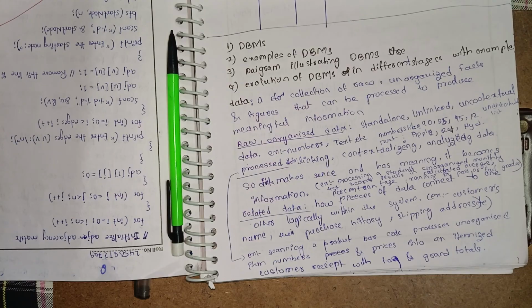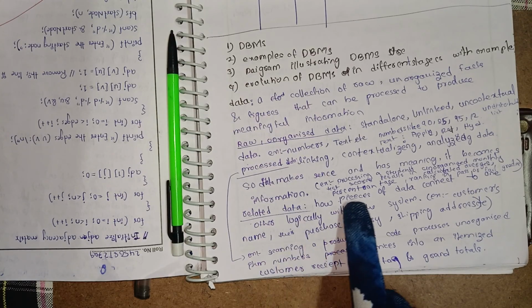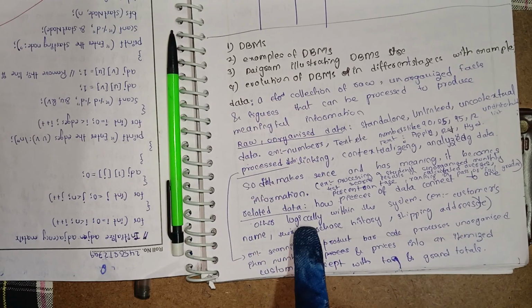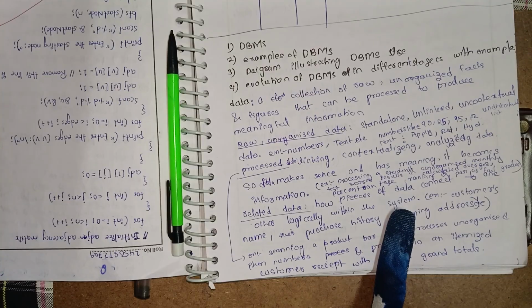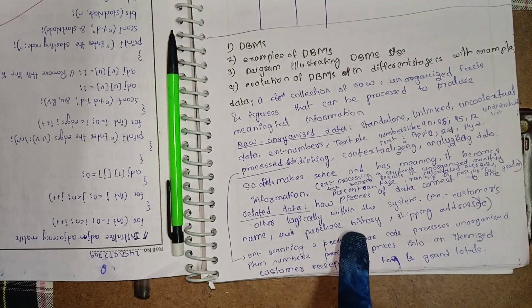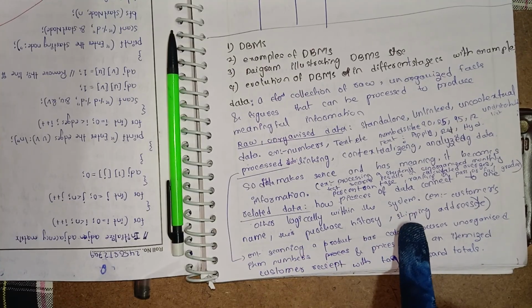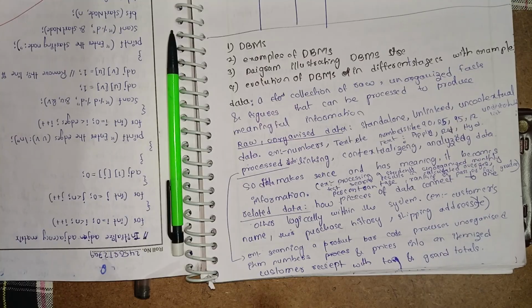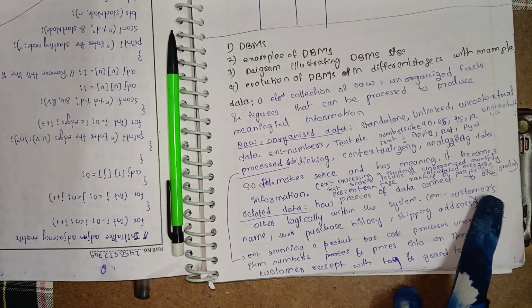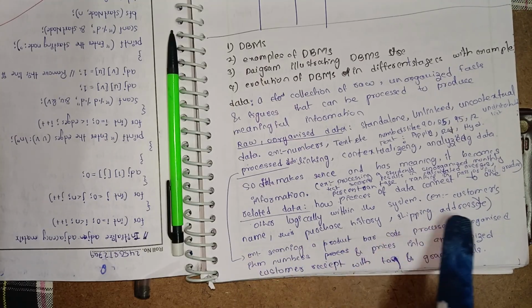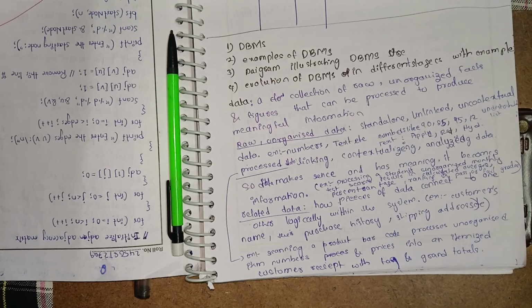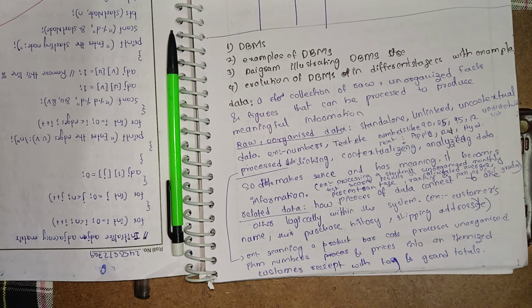Okay. Then what is related data? It is how pieces of data connect to one another logically within the system. Examples: customer name, their purchase history, shipping addresses, etc. So here the pieces of data represent customer name, purchase history, and shipping address. They are logically connected to each other within a system.